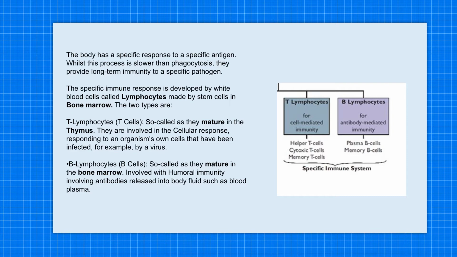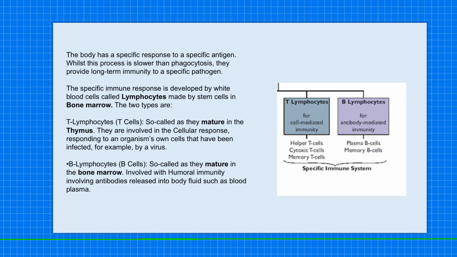So the first question is, what is the immune response? Well, the body has a specific response to a specific antigen. Whilst this process is slower than phagocytosis, it provides long-term immunity to a specific pathogen.